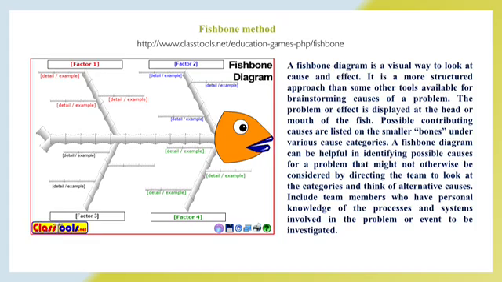A fishbone diagram can be helpful in identifying possible causes for a problem that might not otherwise be considered by directing the team to look at the categories and think of alternative causes. Include team members who have personal knowledge of the processes and systems involved at the problem or event to be investigated.